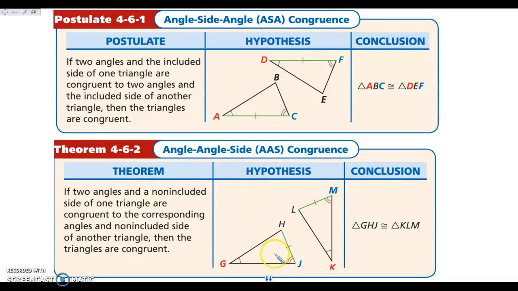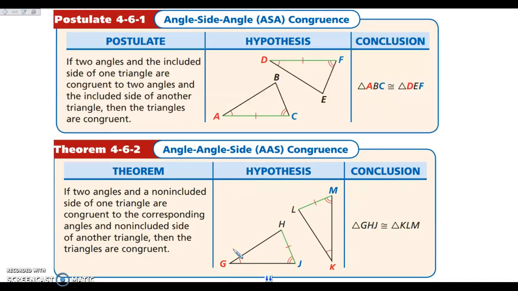Same thing down here with angle, angle, side. I have 2 pairs of angles congruent and one of the other sides. It's not going to matter which of the other 2, as long as it's not the one between the 2 angles. It could have been these 2 were congruent, or we could have said that LK and GH were congruent. That could have also been angle, angle, side.